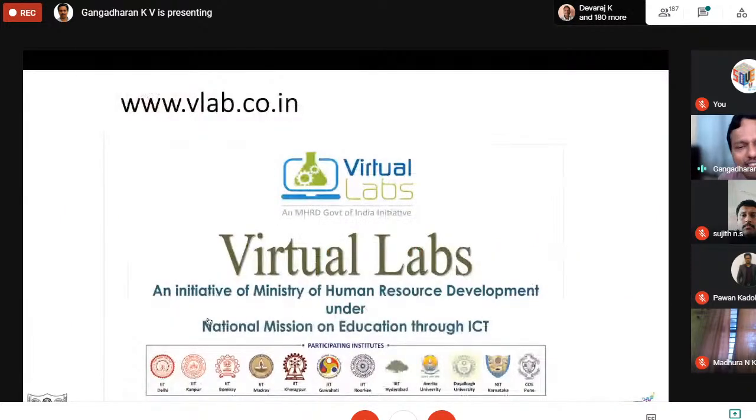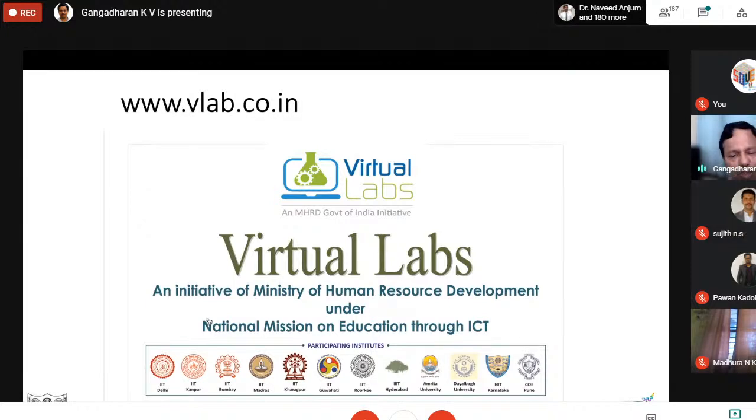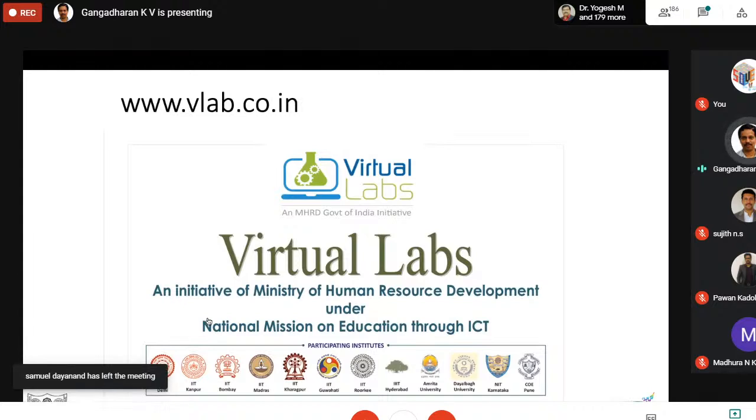And solution for that is the virtual lab, which was initiated by Ministry of, old name is Ministry of Human Resources and Development, now it is Ministry of Education, and it is under National Mission on Education through ICT. There are all the 7 IITs and IIIT Hyderabad, Amrita, Dayalbagh, NITK Surathkal, and COEP Pune together built this lab. And each institute has built labs and put everything in one place called vlab.co.in. And every one of you should be able to use it for both online classes as well as a laboratory. And it is free of cost because it is made by taxpayers' money as a project.